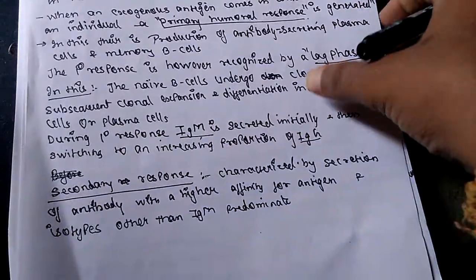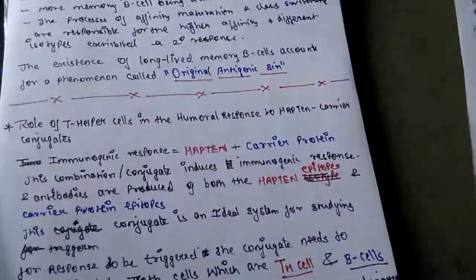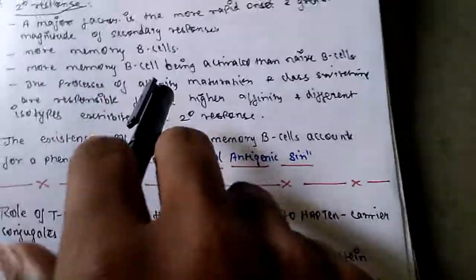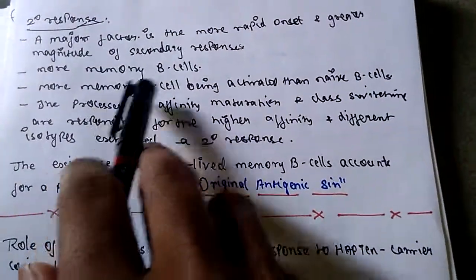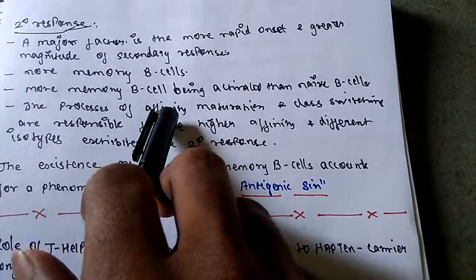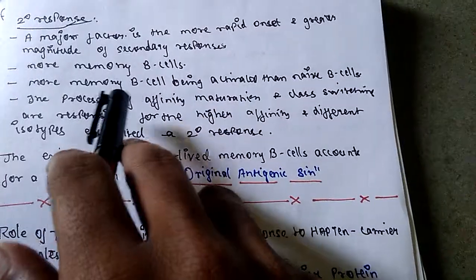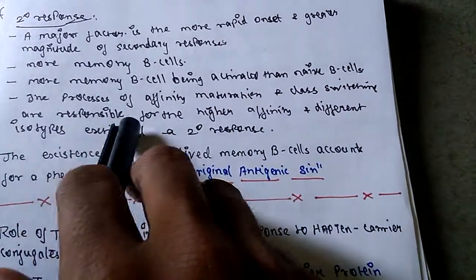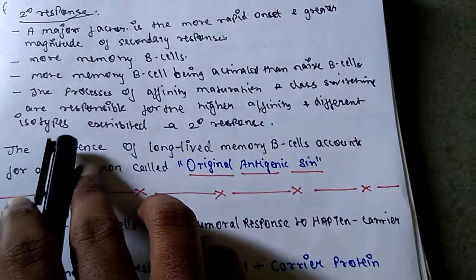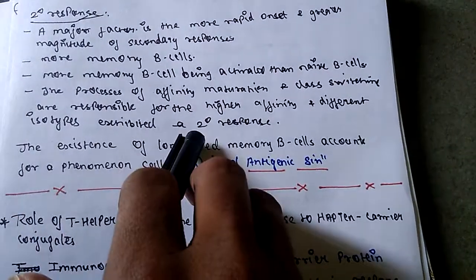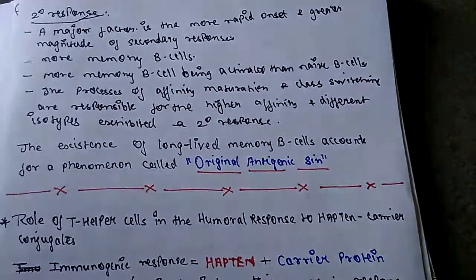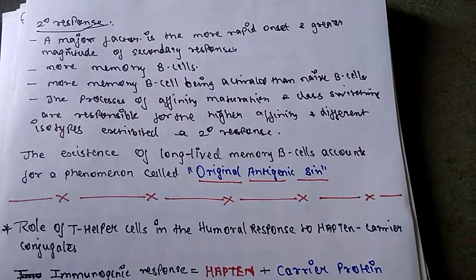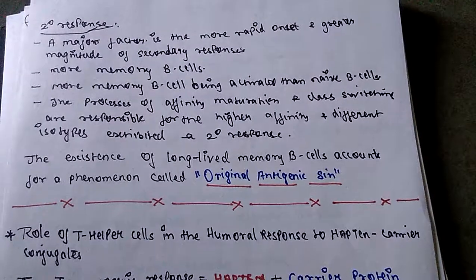In the secondary response, there is a comparatively low lag, that is, a shorter lag phase, and more B cells are produced than the naive B cells. In this, the processes of affinity maturation and class switching are responsible for the higher affinity and different isotype exhibited compared with the primary response. If there are long-lived memory B cells, these cells account for a phenomenon called original antigenic sin.